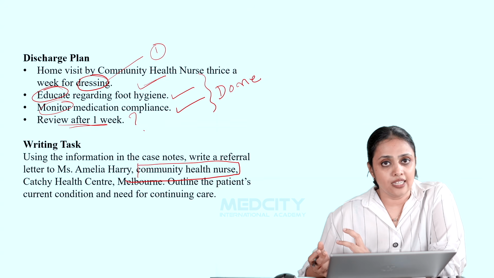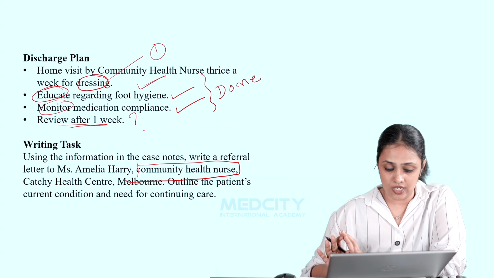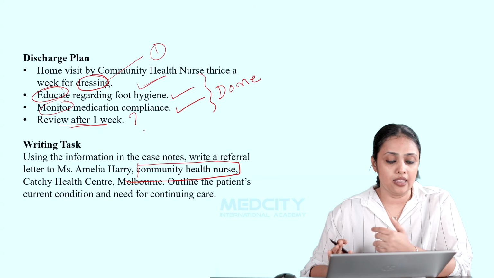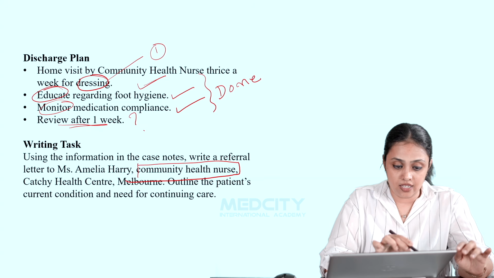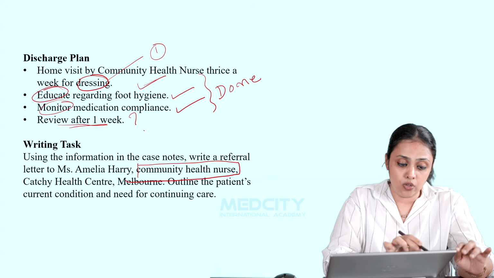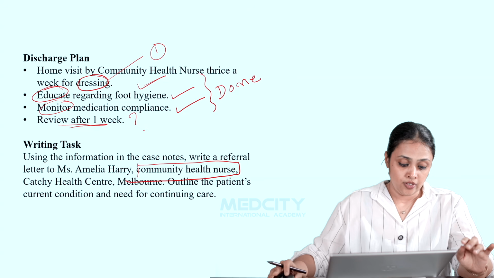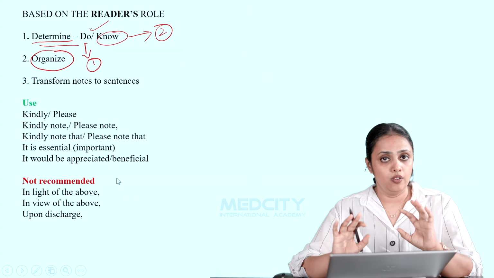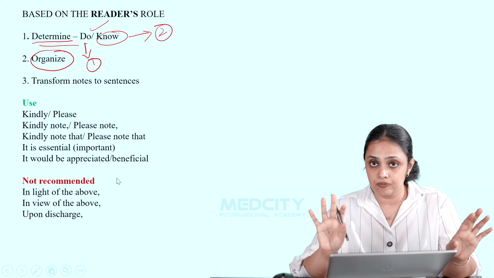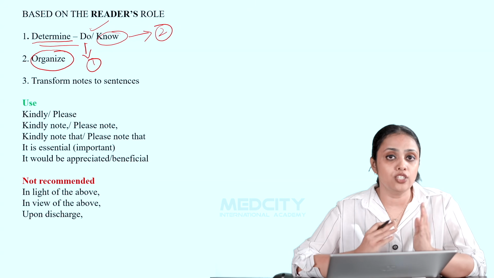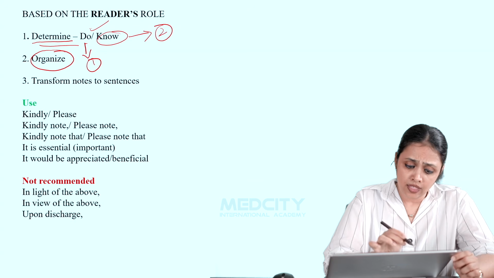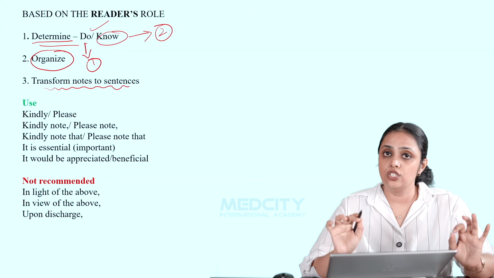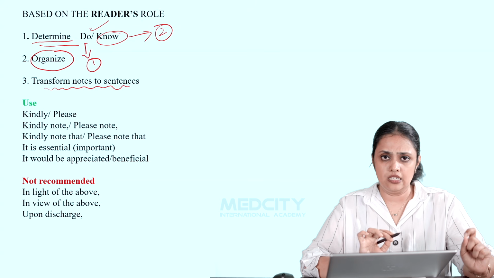Now how do you decide that? That can be done purely based on the reader. So here, when the reader is a community health nurse, we need to understand that it's always better to put dressing first and then followed by that education and monitoring. So when it comes to the steps, first you need to identify which are to be done by the reader, which are to be known by the reader, and then you arrange the sequence. Then once that is also done, then you can start transforming the notes into grammatically right sentences.